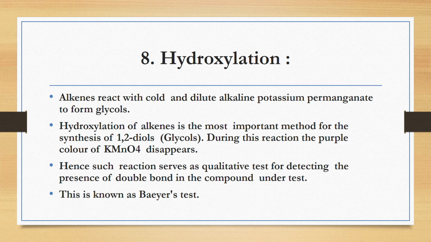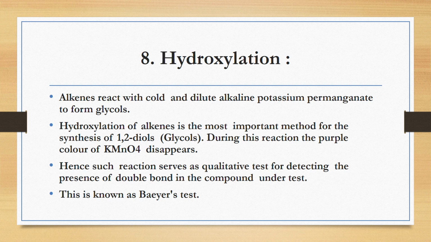Hydroxylation is an important reaction of alkenes. Alkenes react with cold dilute alkaline potassium permanganate to form glycols. Now what are glycols? They are 1,2-diols where 2 OH groups are present at adjacent positions. Hydroxylation of alkenes is an important method for synthesis of 1,2-diols, that is glycols.